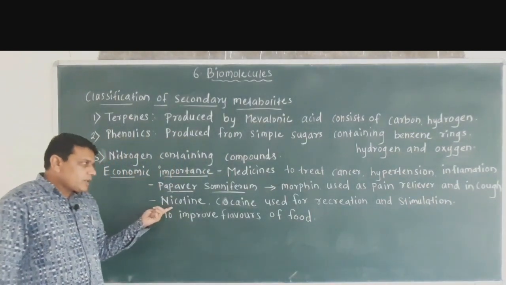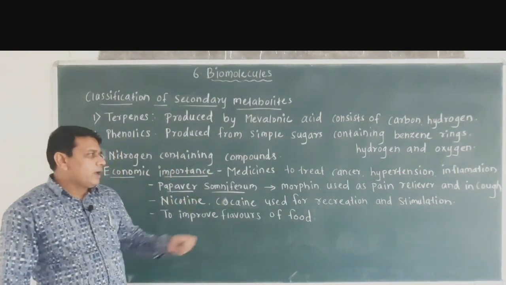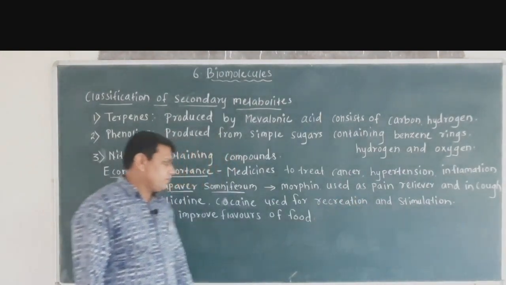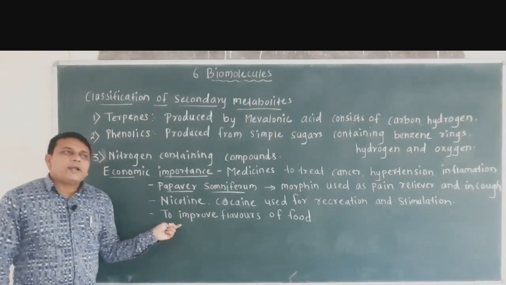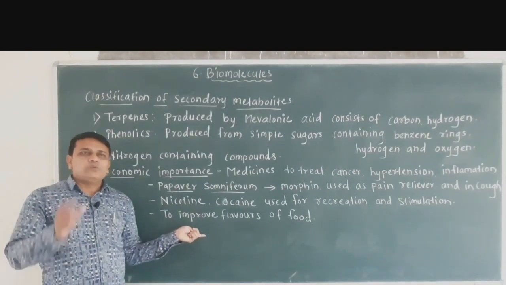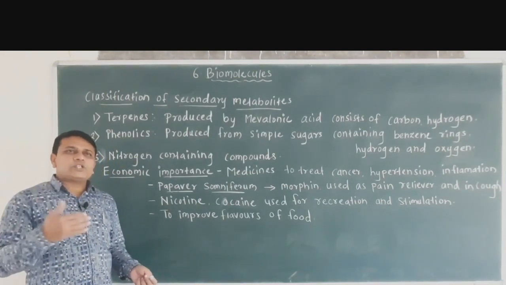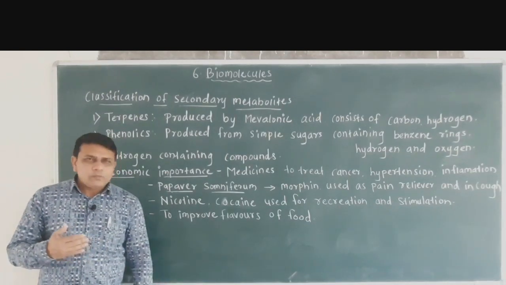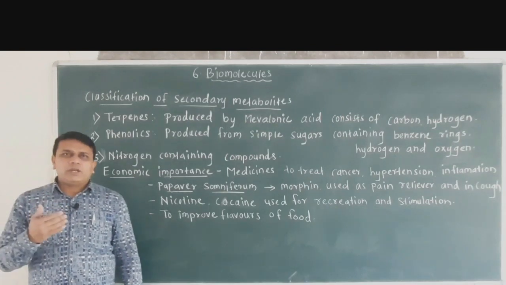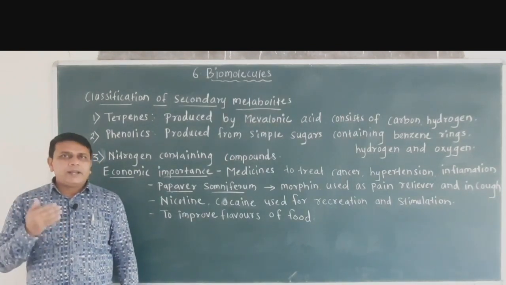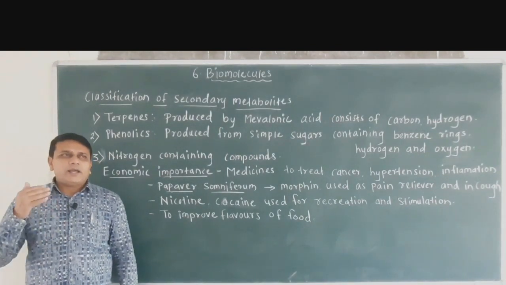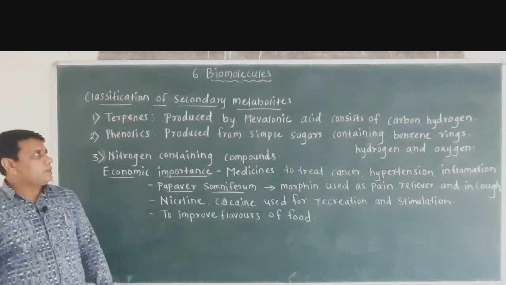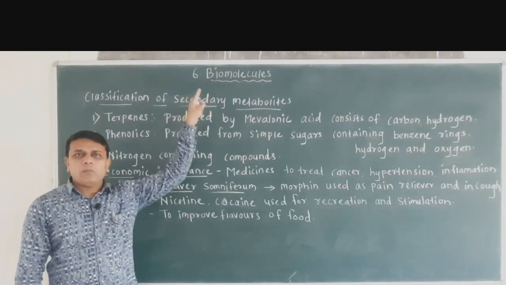Then nicotine and cocaine are used for recreation and stimulation. Then secondary metabolites are used to improve the flavors of different food products. So here we have seen regarding the secondary metabolites, and we have completed the chapter number 6, that is biomolecules.